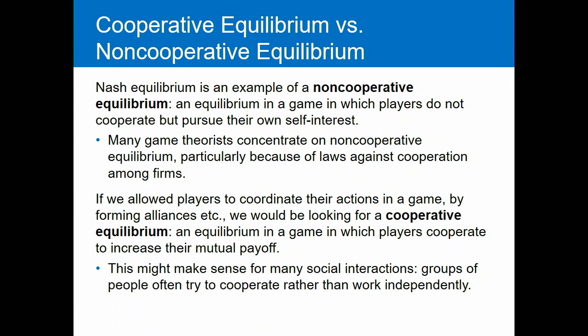So in this case, this Nash equilibrium is what's called a non-cooperative equilibrium. Instead of cooperating together, and both of them earning that high profit, they're going to end up competing against each other. They'll pursue their own self-interest to maximize their personal profit. If we allowed both firms to coordinate their actions, they could reach exclusive agreements. We'd be looking at what's called a cooperative equilibrium. In that case, the players cooperate together to increase their payout.